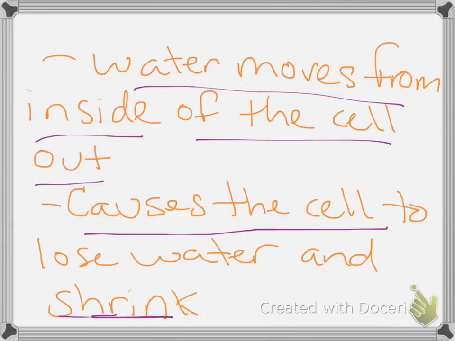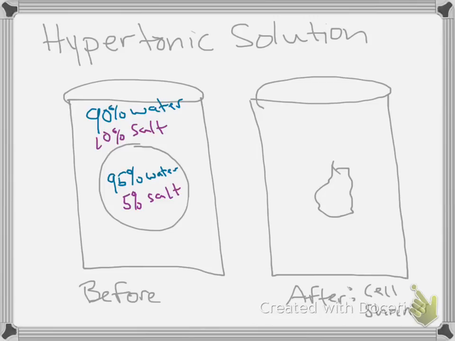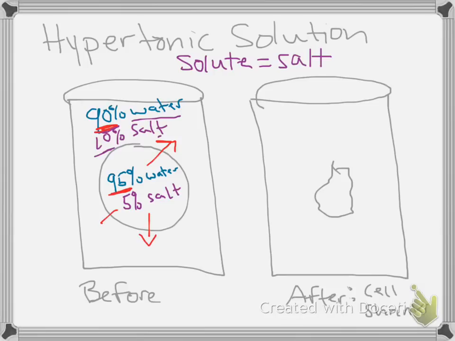So we see in this picture, we have a before picture where we have 90% water, 10% salt. And let's just make a little note here. Solute equals salt. This is something that can dissolve in a solvent being like water. What's going to happen here is because we have a 95% is higher than 90%, the water is going to flow out of the cell.